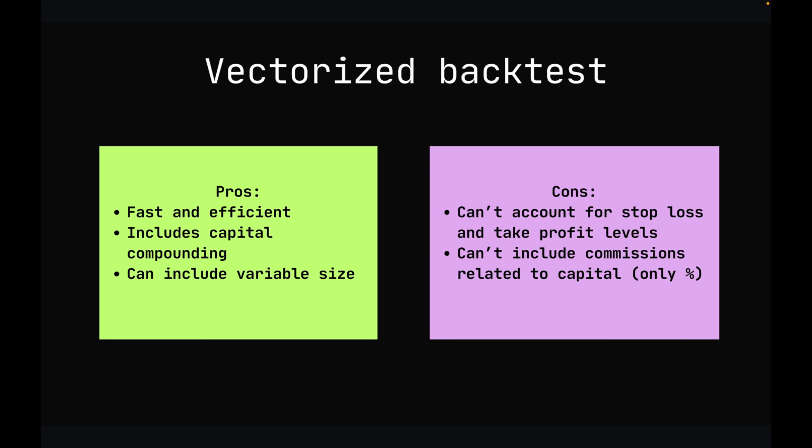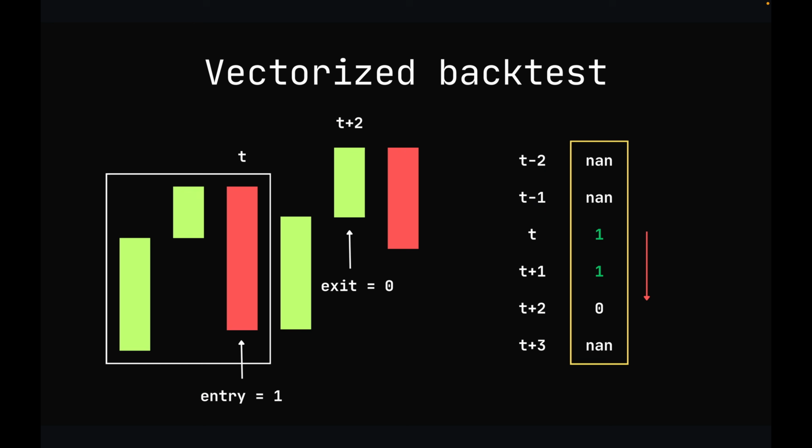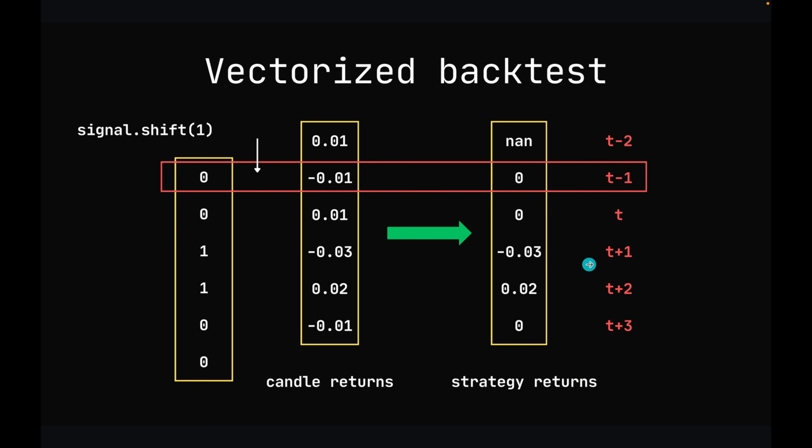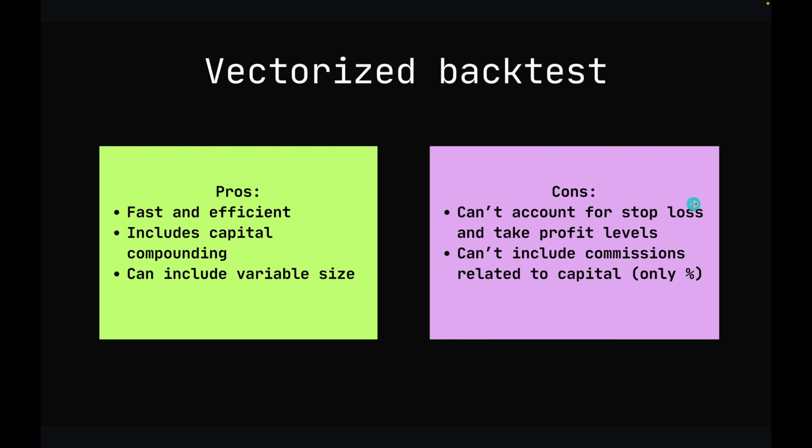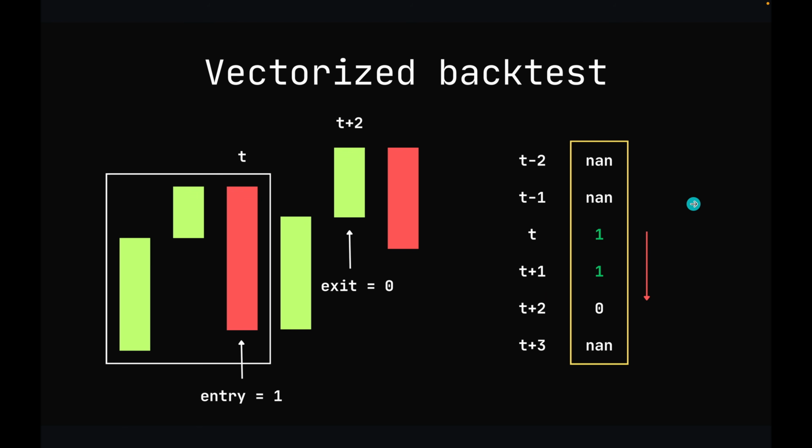First, it can't account for stop loss and take profit levels, because of course, if we're entering here and we would have placed a take profit at this price here, this candle close is up, so we're not effectively taking into account this kind of situation, and especially stop loss levels, which are much more important. And also it can't include commissions related to capital, because as we loop through every candle, our capital is changing, and that affects the actual commissions we are paying over time.